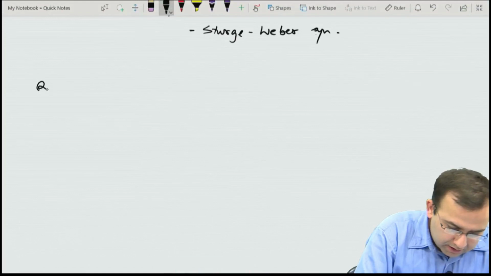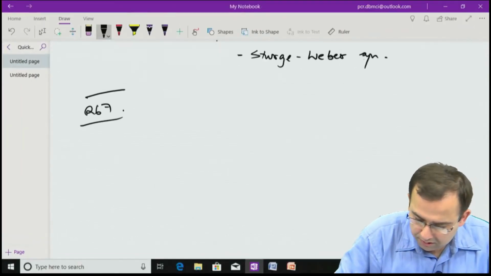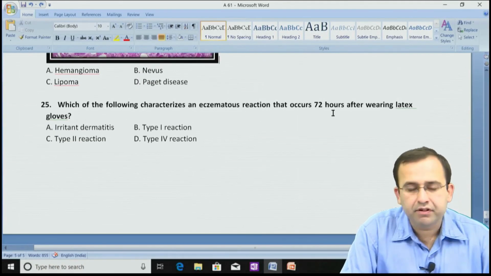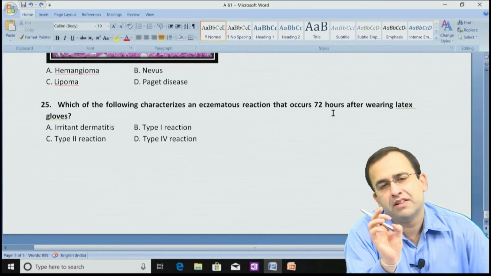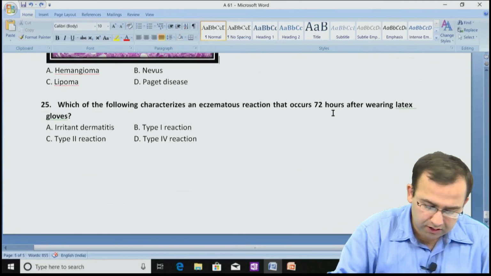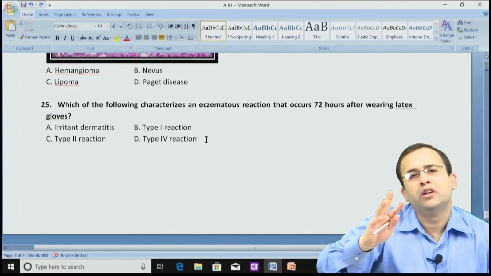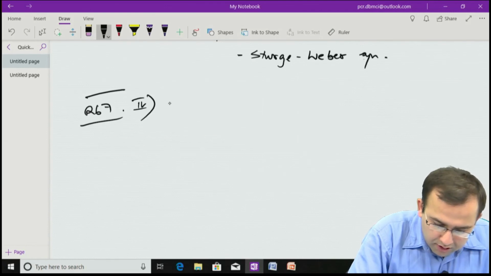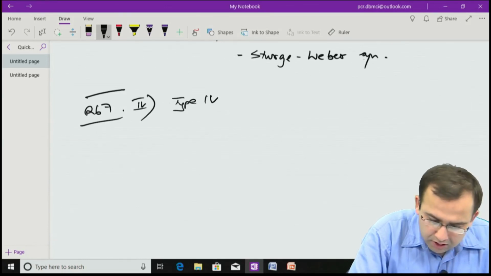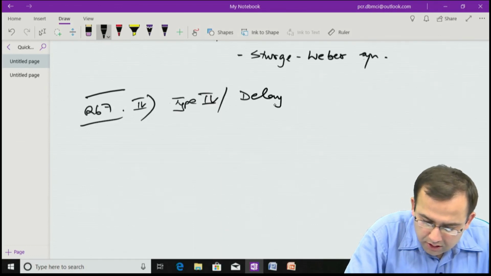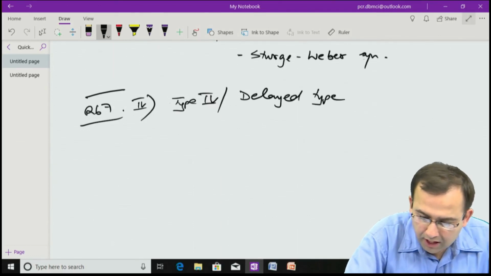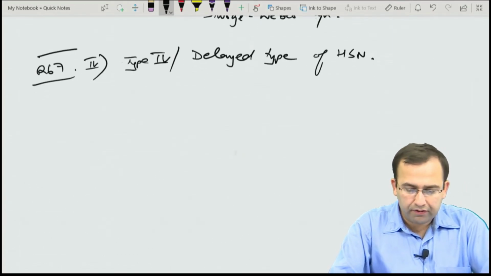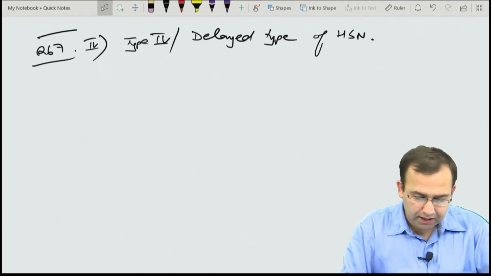Next, our last grand test question in pathology, question 67. Eczematous reaction 72 hours after wearing latex gloves. Classically written as 3 days after the response. So the answer is 4. It is a delayed type. It is type 4 or a delayed type of hypersensitivity reaction. Nothing, I guess, to explain in this. Done. This finishes your pathology discussion for grand test 179.